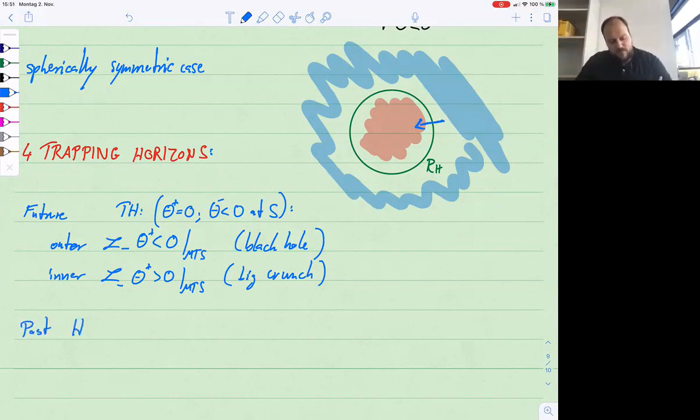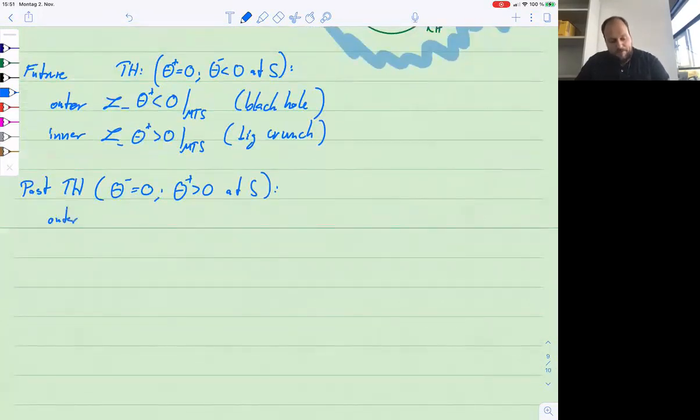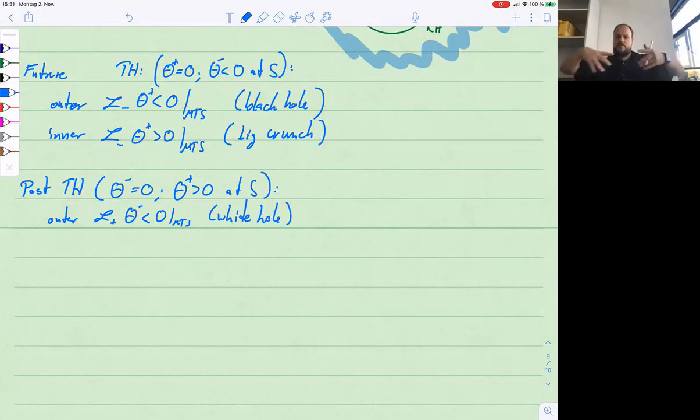And we can have a past trapping horizon, which is defined by that. The marginally past trapped, and this is bigger than zero at S. And again, we can have an outer one, which is L plus theta minus smaller than zero at the MTS. This is given, for example, by a white hole, because a white hole expels everything. So we're past trapped, but we're future anti-trapped, because everything gets expelled into the normal region. And we have inner, this is L plus or minus bigger than zero.